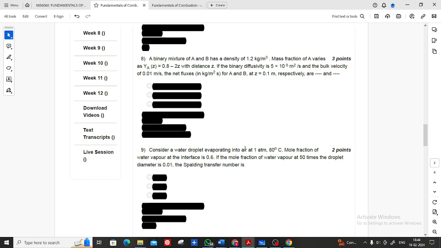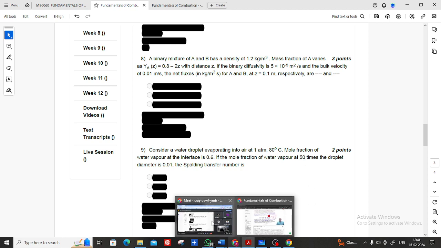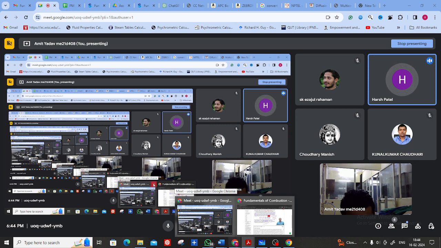Consider a water droplet evaporating at 1 atm, 80 degrees Celsius. Mole fraction of water vapor at the interface is 0.6. If the mole fraction of water vapor at 50 times the droplet diameter... Yeah, Harsh, you were asking something. Yes, sir. It is 50 times the droplet diameter. I'm not able to hear you. Sir, this is the last sentence. It is at what condition? It is at the interface.